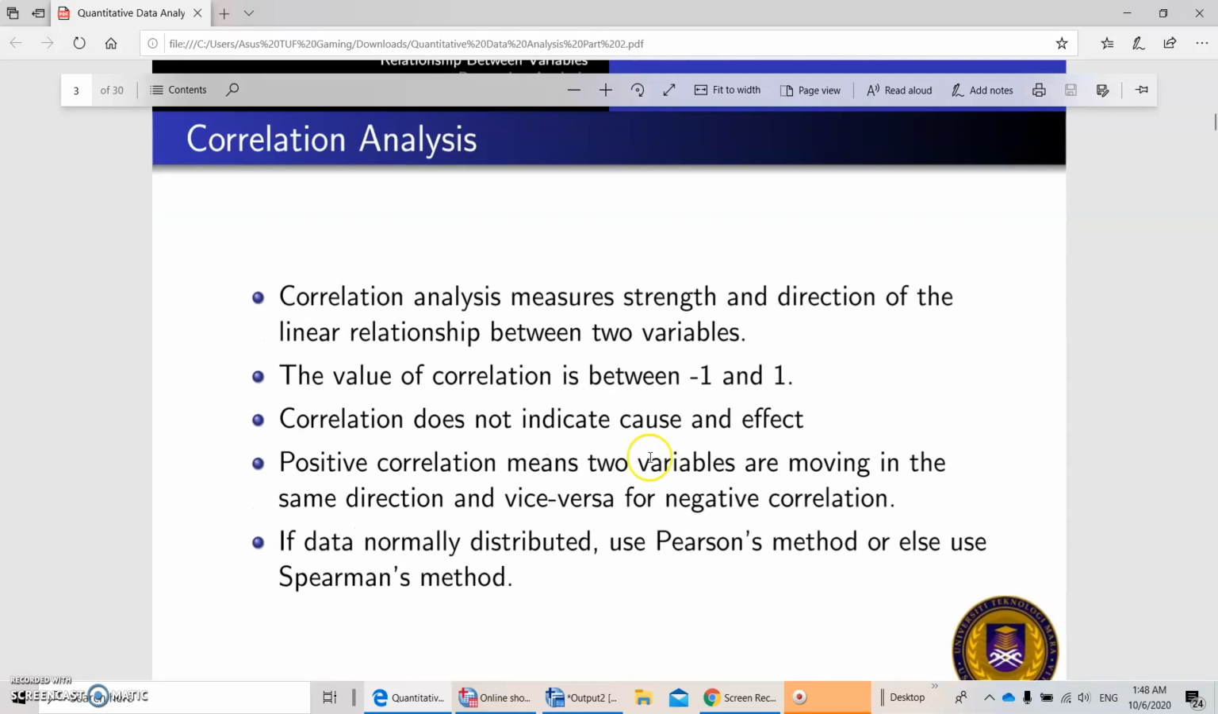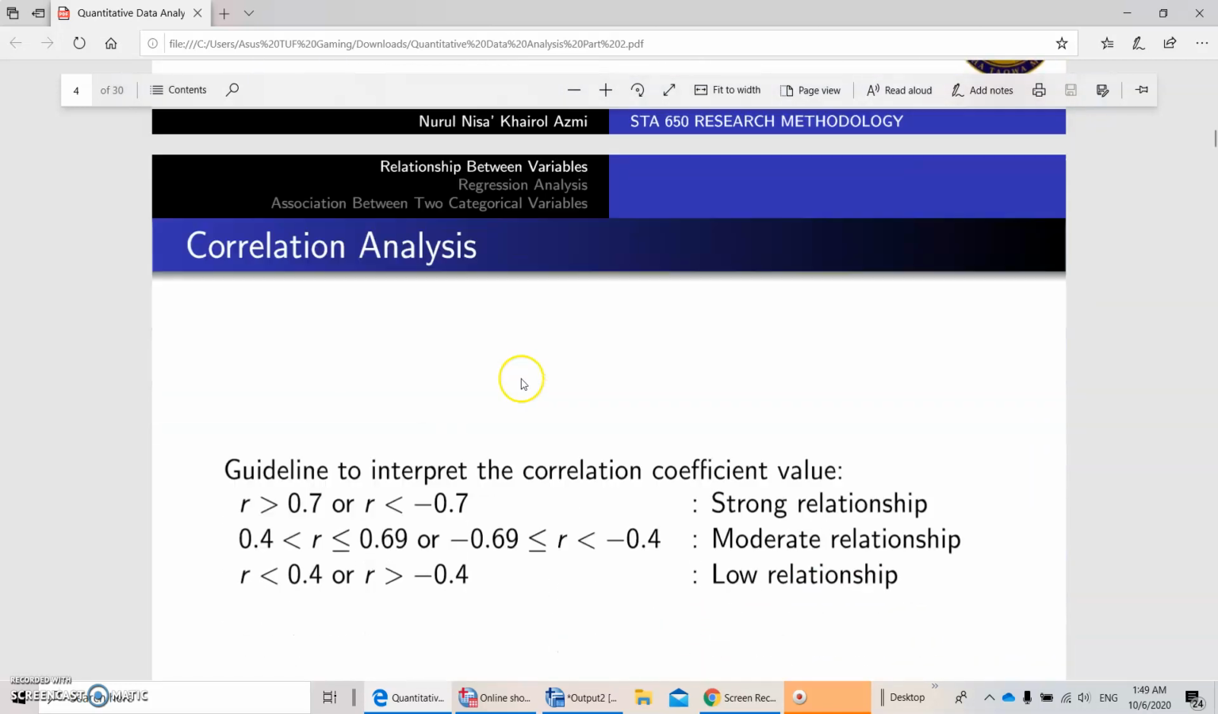For correlation, the analysis measures the strength and direction of the linear relationship between two variables. The value of correlation is between -1 and 1. Correlation does not indicate cause and effect. Positive correlation means two variables are moving in the same direction, and vice versa for negative correlation. If data is normally distributed, we use Pearson's method, or else you can use Spearman's method.